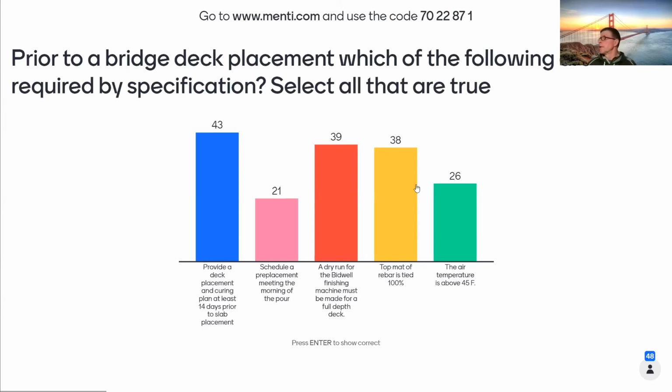And then this one, the air temp is above 45 degrees. That's not necessarily true. Concrete, if there's cold weather provisions, there'll be additional things, but it doesn't necessarily have to be above 45. It's a good idea, but you could pour when it's in the lower 40s, so long as the temperature is rising.